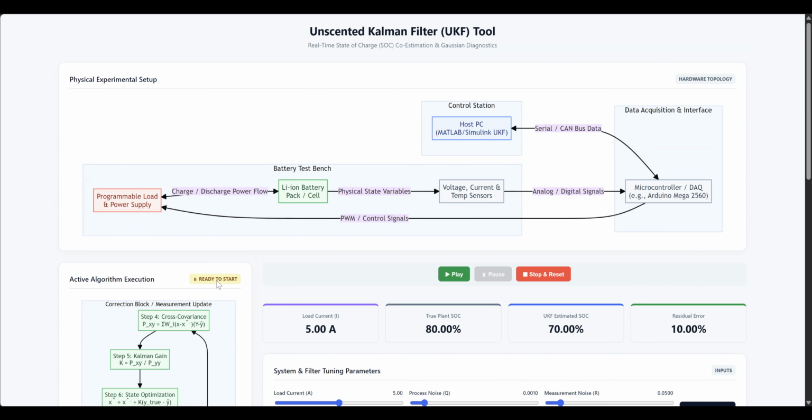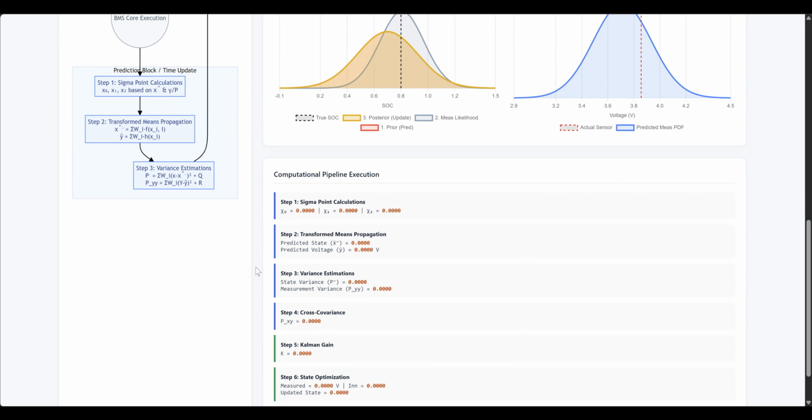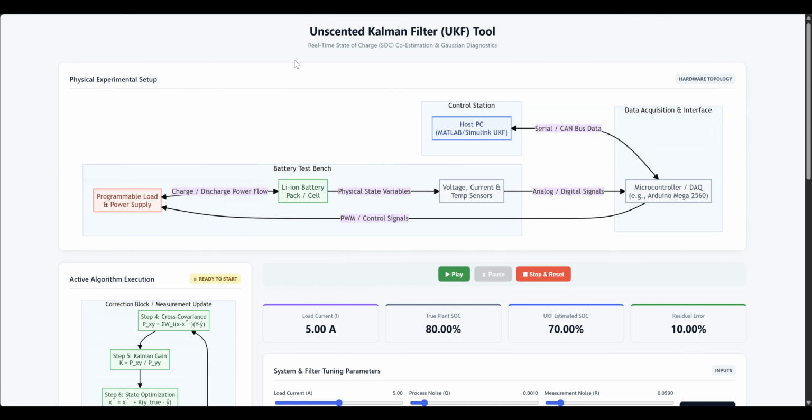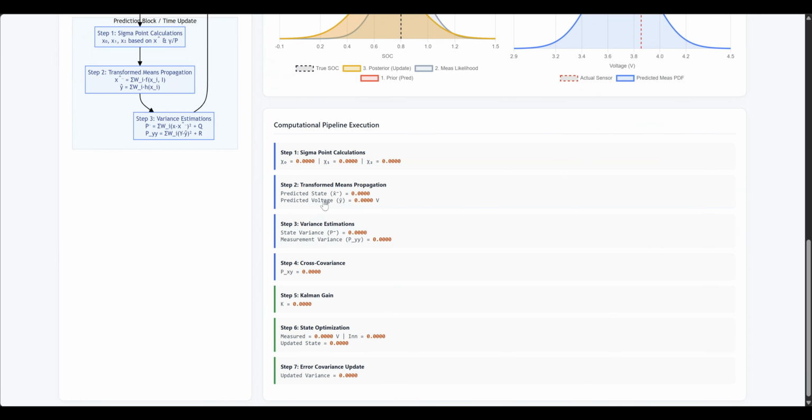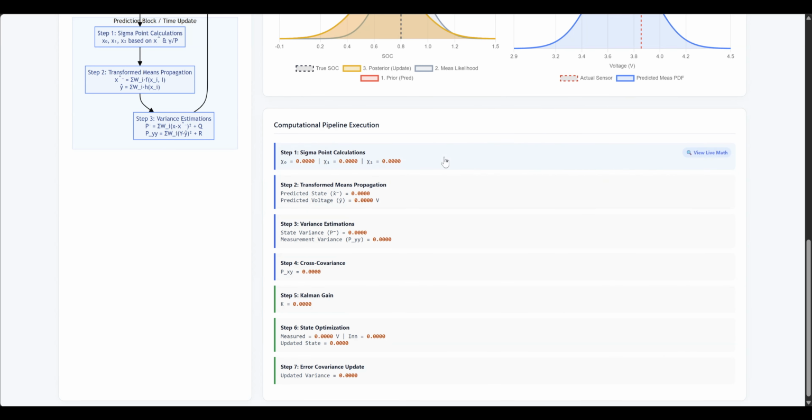In this tutorial, we will be looking into the first step of the UKF calculation for the SOC, which is basically sigma point calculation. We will try to understand details like why we need 3 sigma points and what is the meaning of these sigma points. So if you click on the first step, right?